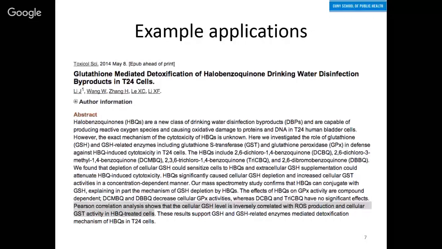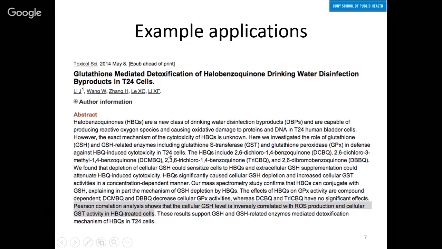So this is something very commonly used in the literature. I just typed into PubMed Pearson correlation and saw many thousands of results, and I just pasted in the first few abstracts. So this is from anything in PubMed. Let's see, this first one that came up relating to some things that I know nothing about, glutathione-mediated detoxification of something, drinking water disinfection byproducts in T24 cells. So at least I can tell enough that they're looking at byproducts of drinking water disinfection on T24 cells, which are immune cells.